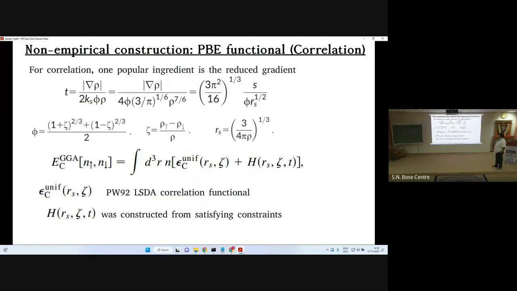Similarly, for the correlation part, you have this. The reduced gradient or density gradient is different, and then you have the spin polarization factor like this. For the correlation part, the correlation functional will look like this. This correlation functional goes to Perdew in 1992. So this is the correlation functional in the second round of the exchange correlation Jacob's ladder method.